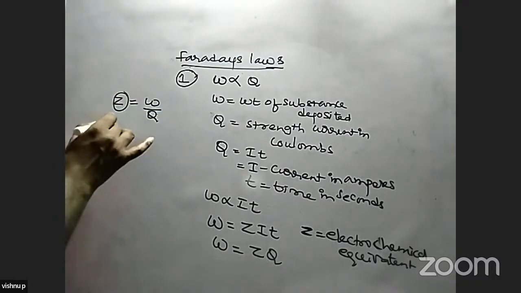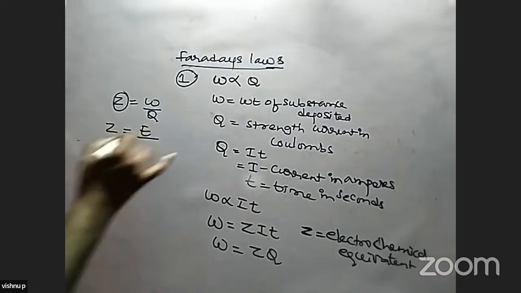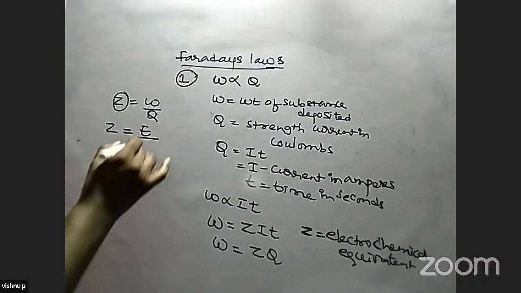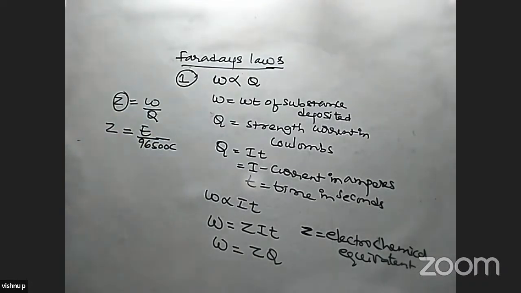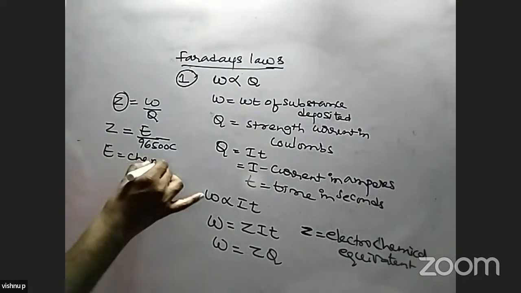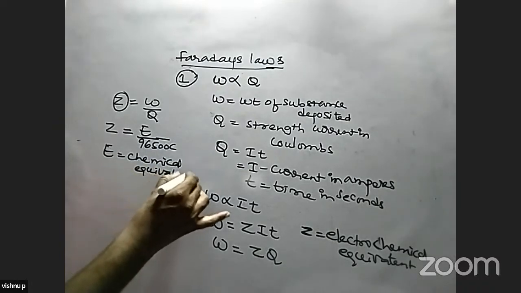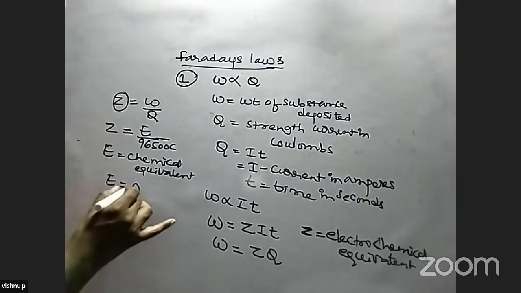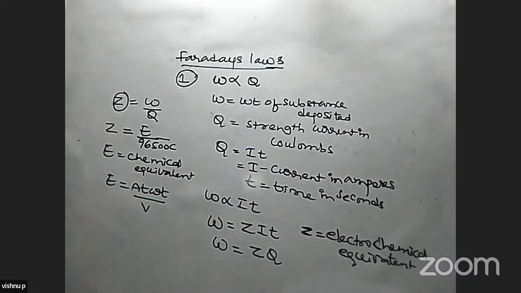Next, here this Z is always equal to capital E by 96,500 coulombs. So 96,500 coulombs is equal to 1 Faraday. So Z is equal to E by 96,500, where E is the chemical equivalent, and E is always equal to atomic weight by valency of that metal.